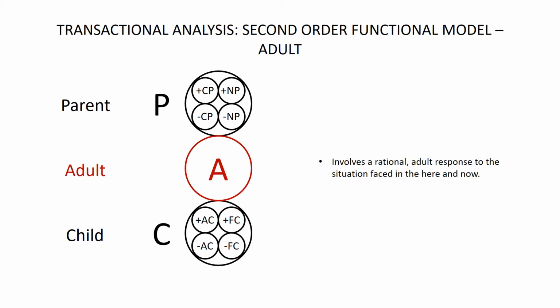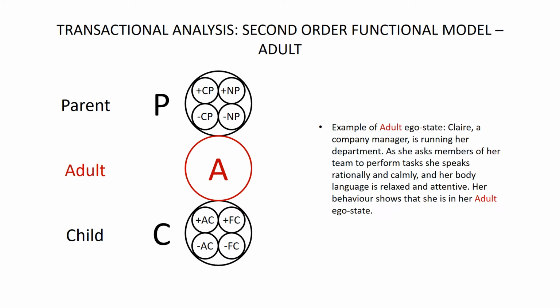To repeat, in the second order functional model, the adult ego state remains undivided. It involves behaviour that reflects a rational, adult response to the situation faced in the here and now. As an example of this, Claire, a company manager, is engaged in the day-to-day running of her department. She speaks to members of a team, rationally and calmly, asking them to perform certain tasks. As she does so, her body language is relaxed and attentive. If we observed Claire for some time, we could see that this behaviour shows that she is in her adult ego state.